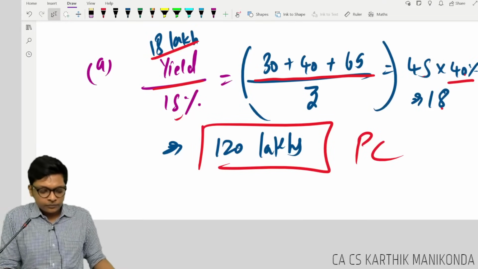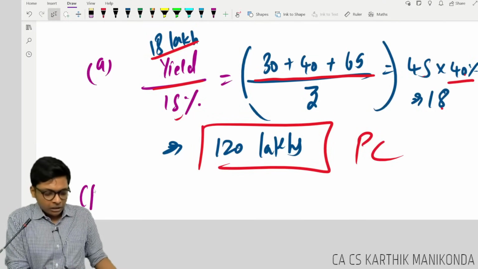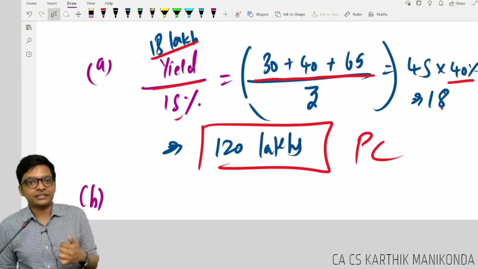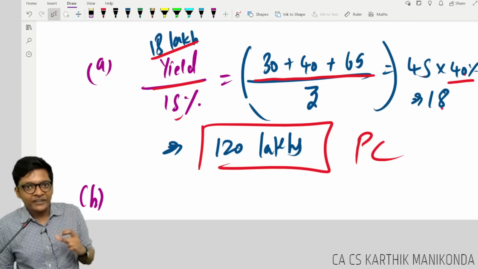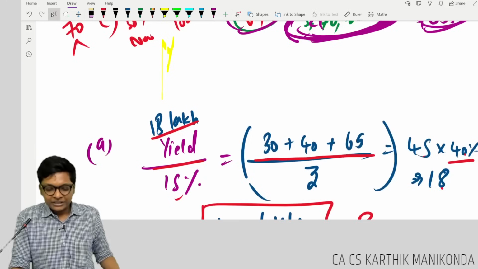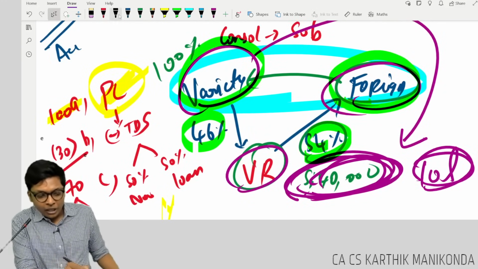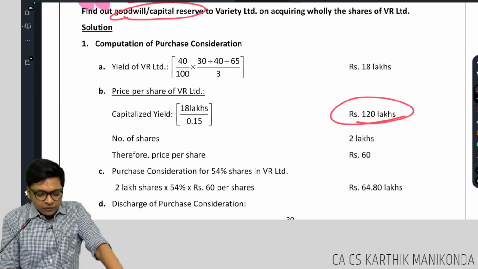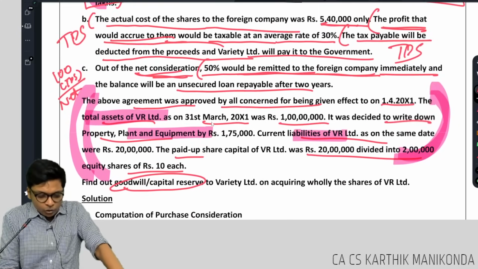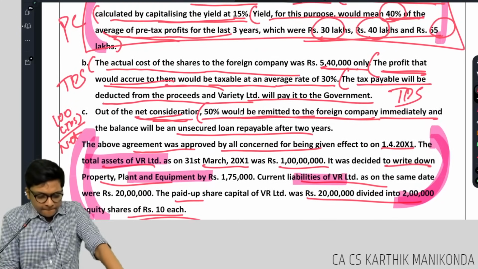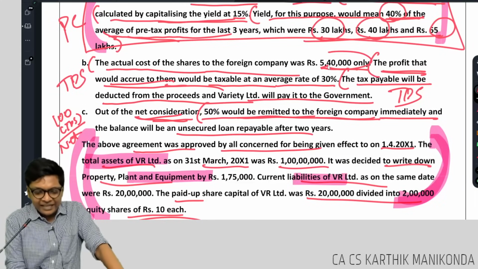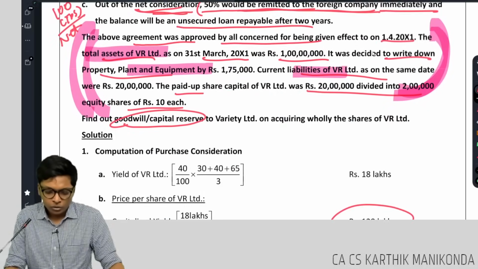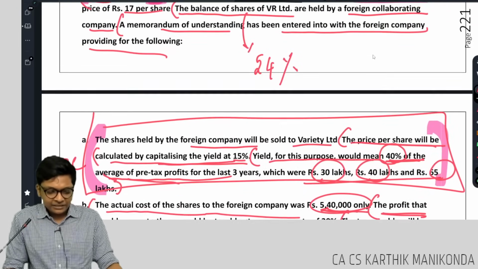Step 2 is what? I have to find TDS. But to find TDS, I should first find the gain. So for the foreign company, what's the gain? They purchased at 5 lakh 40. Look at this question. They told they purchased at 5 lakh 40. Now follow very carefully, guys.